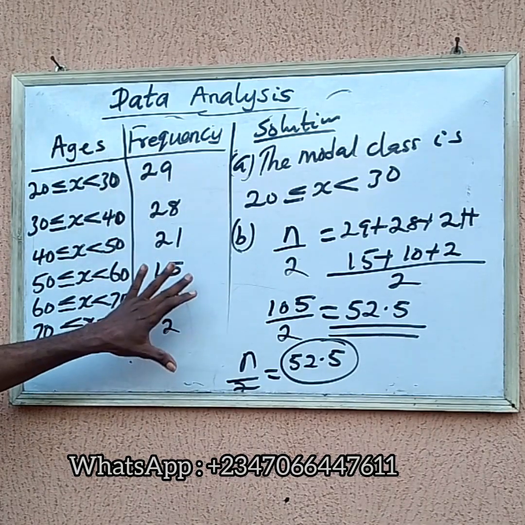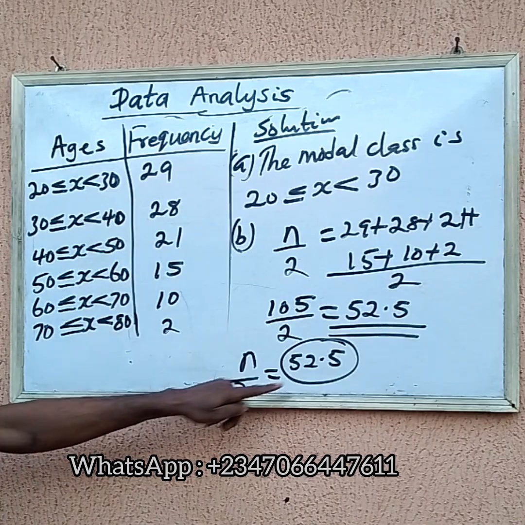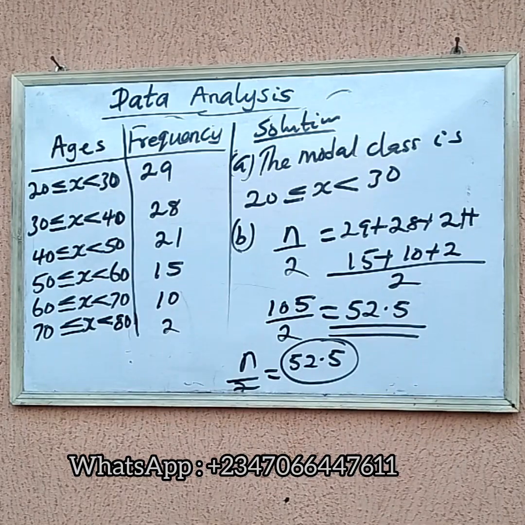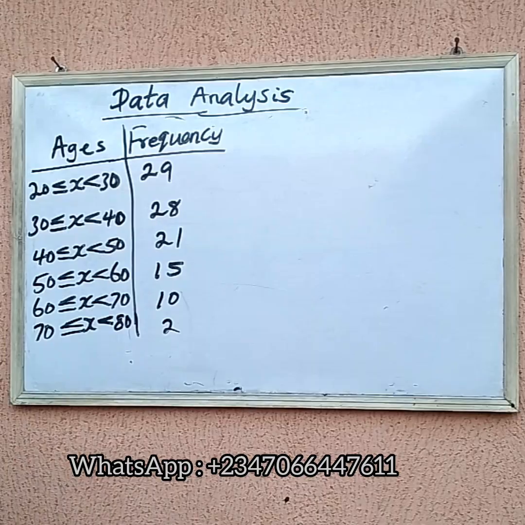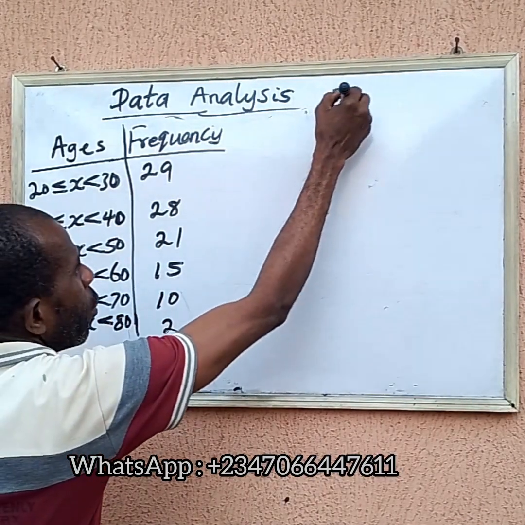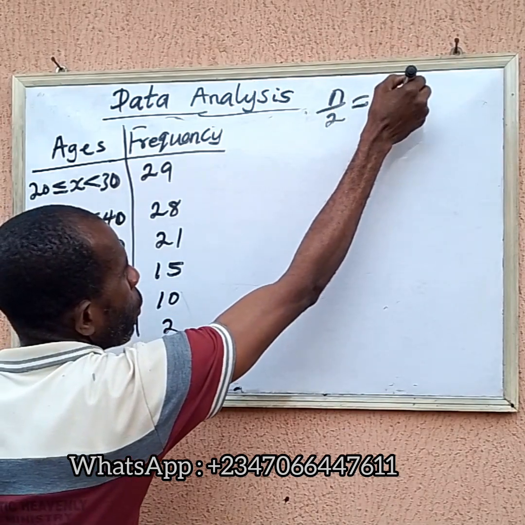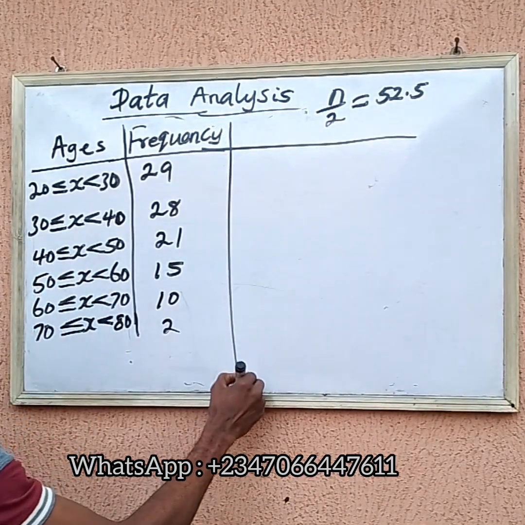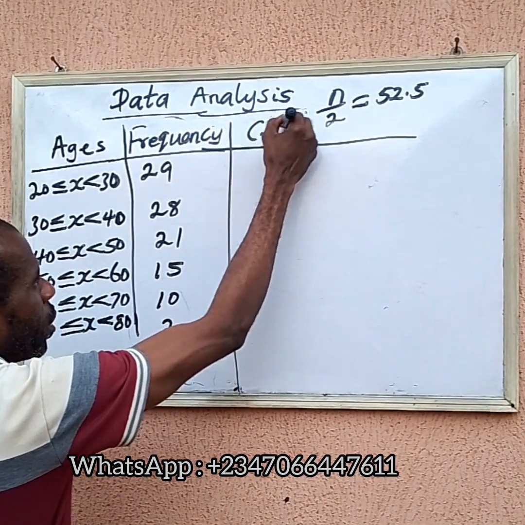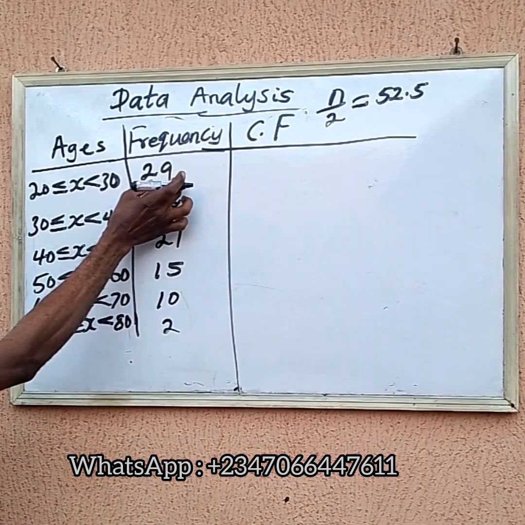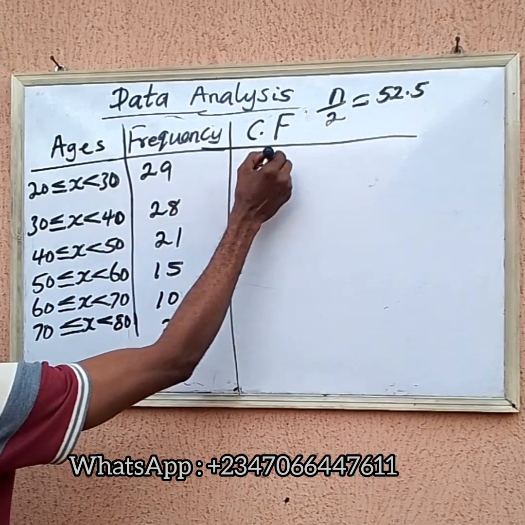We are going to calculate the cumulative frequency of each class. The first class whose cumulative frequency exceeds this value, we will stop, and that will give us the median class. Let's just continue from here. Since we already know that n over 2 is equal to 52.5, we are going to look for the cumulative frequency which exceeds this. Cumulative frequency is CF, short form of cumulative frequency. How do you get it? The first frequency here is 29, okay?